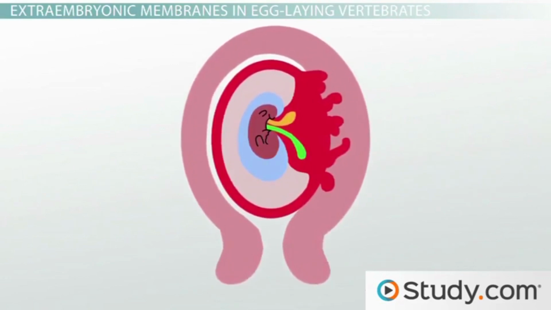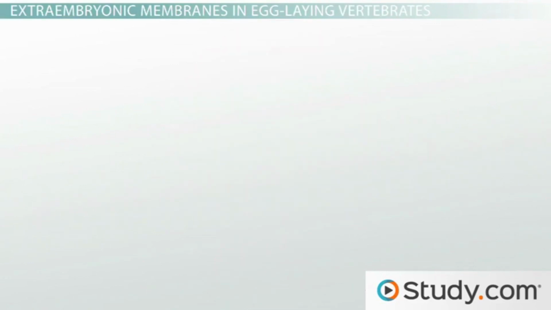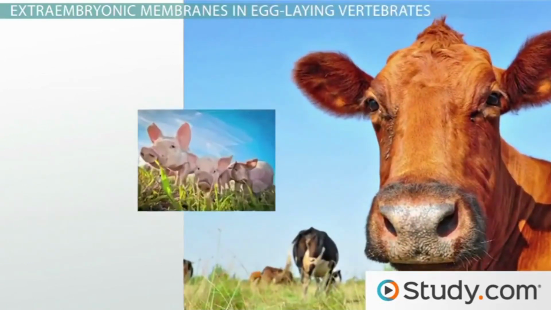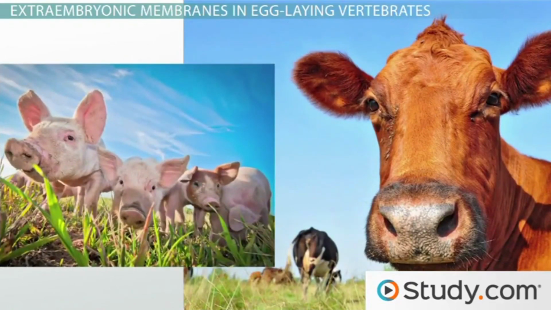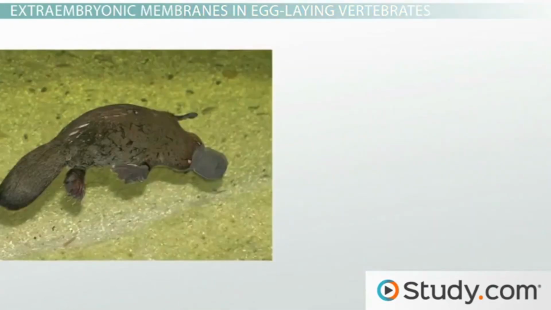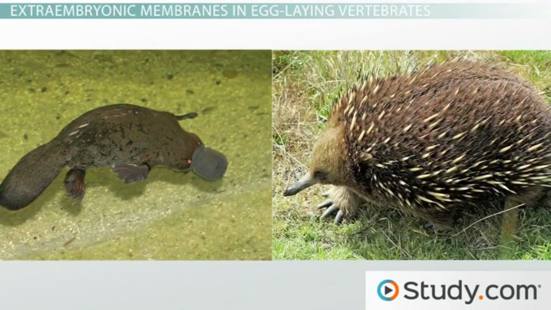Please note that for the purposes of this lesson, when I talk about mammals, I am referring to placental mammals. The development of egg-laying mammals like the duck-billed platypus and the echidna more closely resembles the development of other egg-laying vertebrates like birds and reptiles.